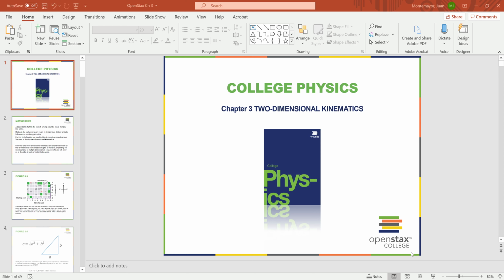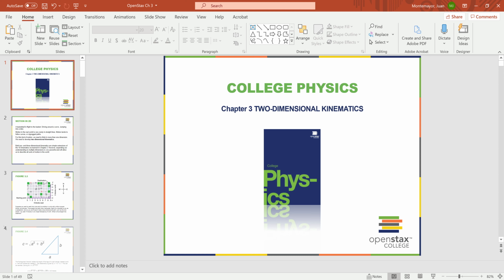Chapter 3 in this course goes over two-dimensional kinematics. For this chapter, we're pretty much going to expand on what we learned in chapter 2 and kinematics itself. If you realize, we had an x component and a y component in chapter 2. In this chapter, we're going to put them together.